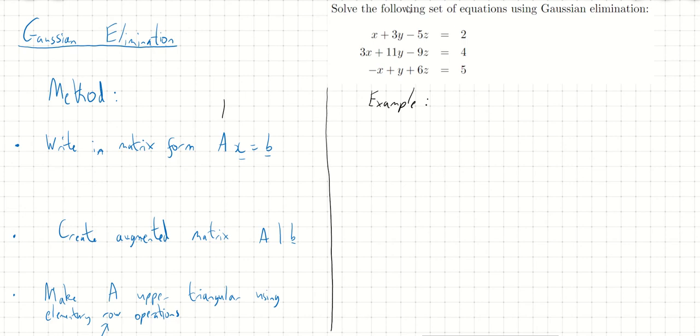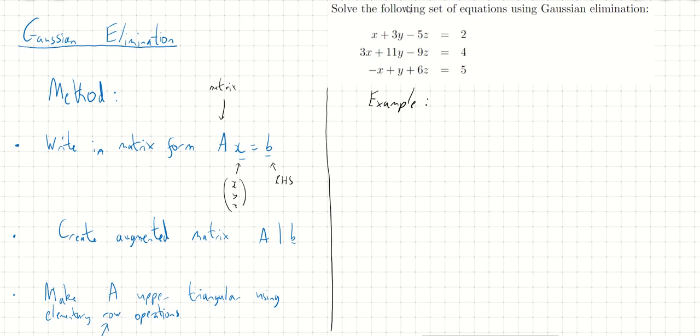In this, A is just a matrix, and then x and b are both vectors. x is the x, y, z vector, and b is the right-hand side of the equal signs in our simultaneous equations. So let's look at our example.